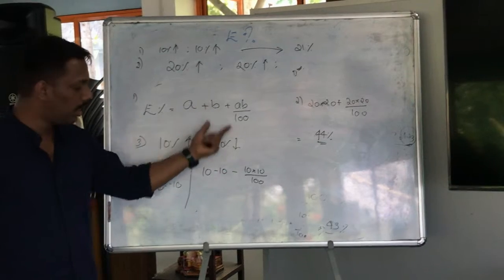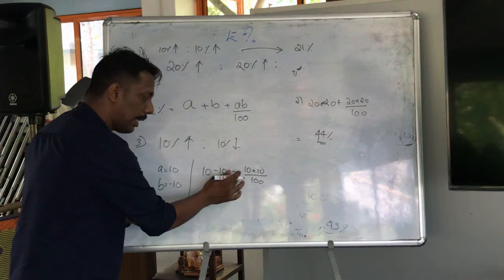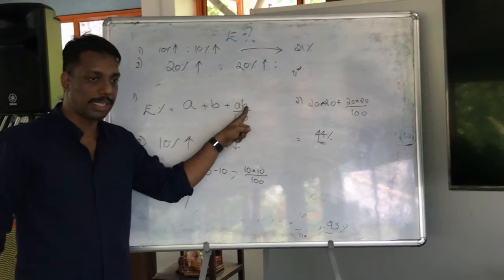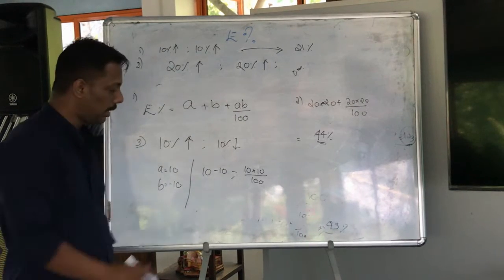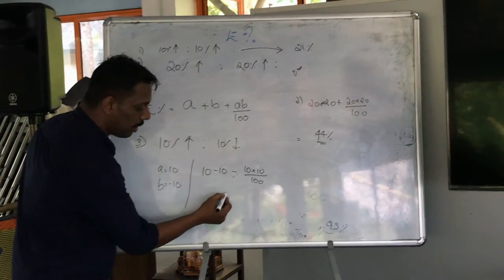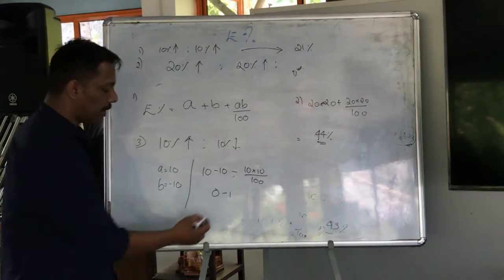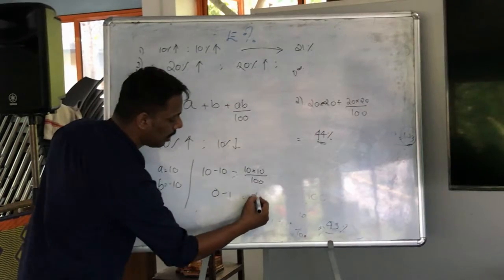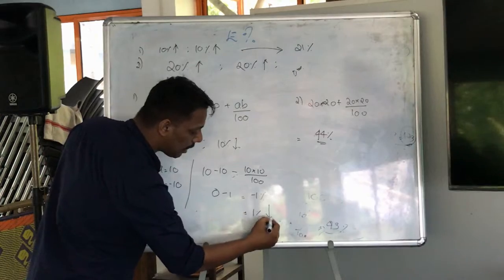A plus B plus AB by 100. Here B is minus 10. So 10 minus 10 minus. How did this minus come? Actually, A and B: if you multiply a positive and a negative value, the result will not be positive, it will be minus. So 10 minus 10 is 0. 0 minus 1, right? 0 minus 1 means minus 1% change, which means a 1% reduction.